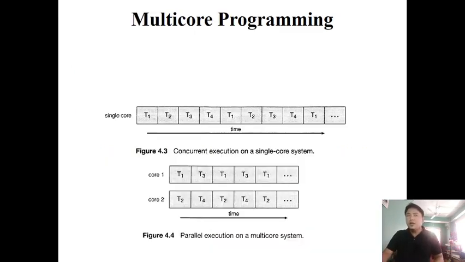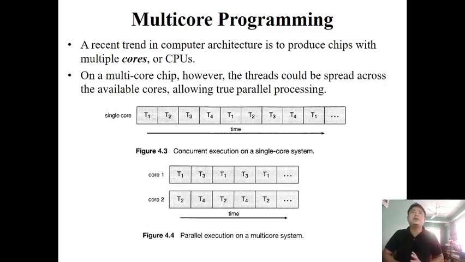Now suppose we have a single core system and a multi-core system. In the first example, you can see a single core system, and say you have a program which consists of four instructions, and those instructions are independent of each other, and each instruction is assigned to a different thread. So the first instruction is assigned to T1, the second to T2, the third to T3, and the fourth to T4. All these are the threads.